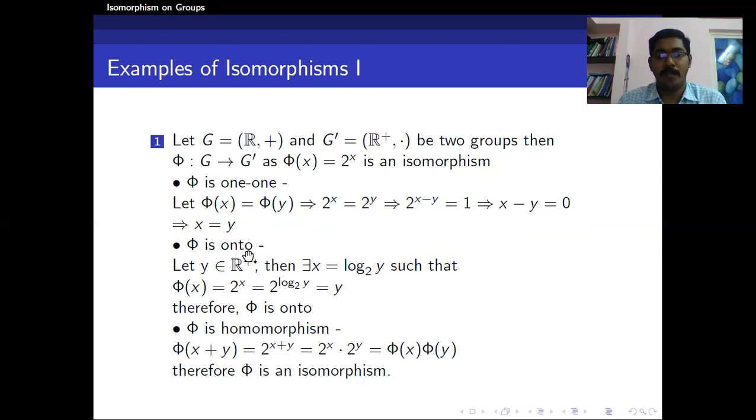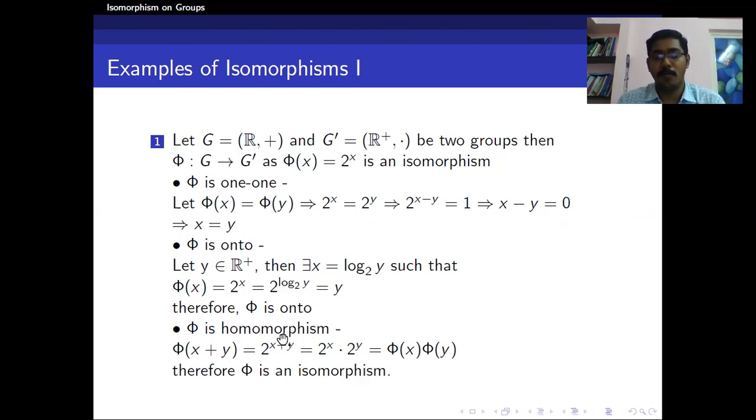Then, the definition of onto: let us choose one element in the codomain. The codomain is G dash, which is R plus under multiplication. So I am taking y in the codomain R plus. Then there exists an element x in the domain, log base 2 of y, such that phi of x is equal to 2 power x. Substitute x equal to log base 2 of y. We know that 2 power log base 2 of y is y. Therefore phi is onto.